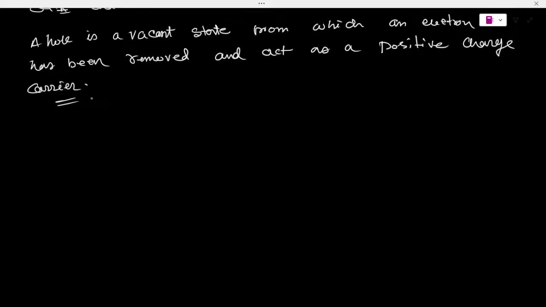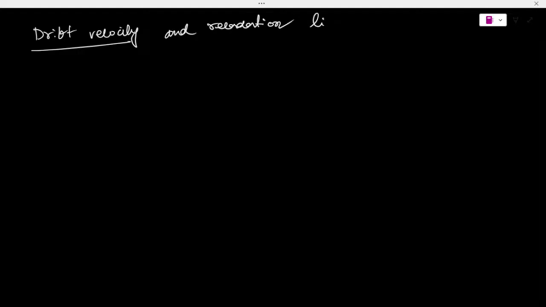Drift velocity and relaxation time. Now the second point is drift velocity. What do you mean by drift velocity and relaxation time?